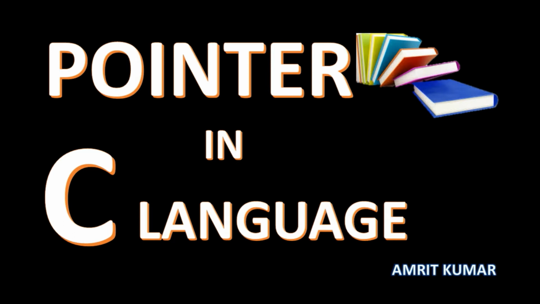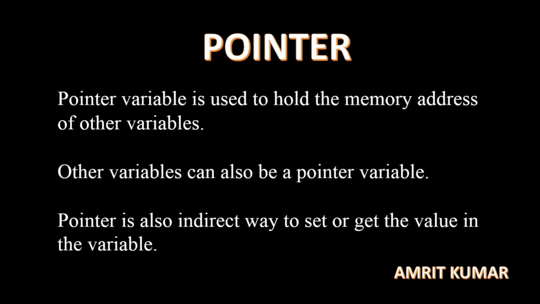So let's look at it. Pointer, as we have studied, is used to hold the memory address of other variables. We have studied that other variables can also be pointer variables, and a pointer is also an indirect way to set or get the value in a variable. It is a fact, because a pointer holds the memory address of the other variable. It means a pointer is a variable which actually holds the address of another variable. This is the concept which we use in our program.